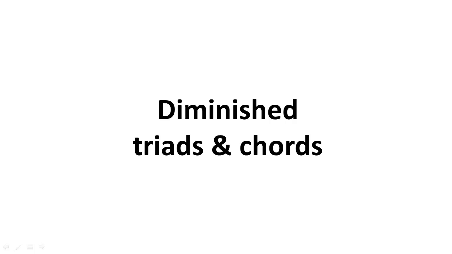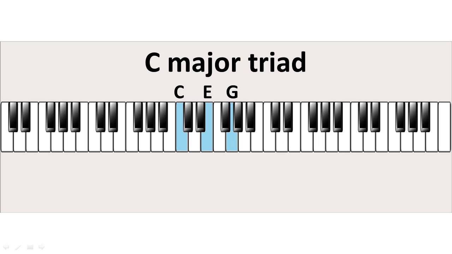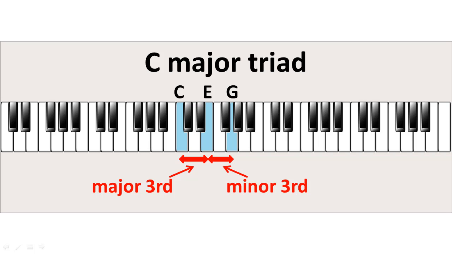So first, let me show you what the intervals between the chord tones are in a major triad. A C major triad is C, E, G, as you know. Now the interval between C and E is that of a major third. And the interval between E and G is that of a minor third. The major third is of course 4 halftones and the minor third 3 halftones.